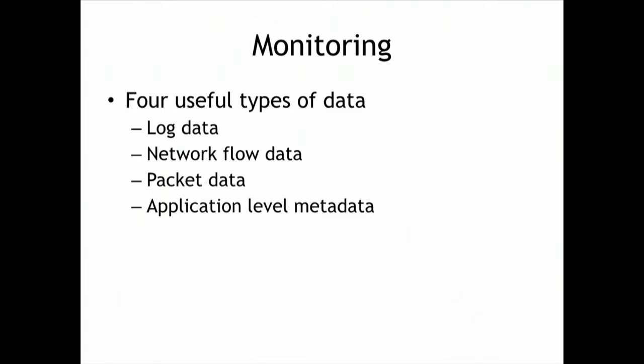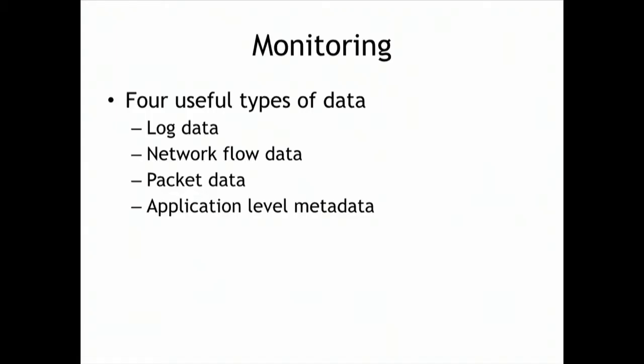And then there's application level metadata, which is showing you just the high level transmissions without any of the addresses in it, which might help diagnose certain things. And one advantage of that is it's anonymous. So you're not leaking your users' IP addresses. Although, as AOL found out years ago, even application level data can compromise people's privacy.